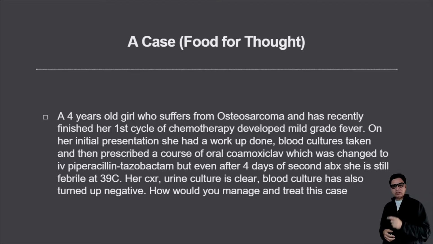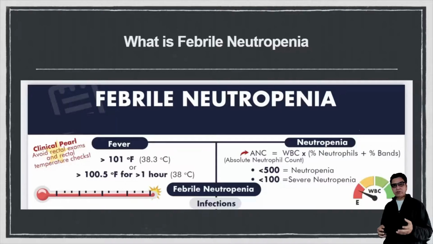We will come to this case later on, but for now, let's talk about the definition, the etiological considerations, management, and complications of febrile neutropenia. The very first question is about the definition of febrile neutropenia. Look at the word: febrile means fever, neutropenia means low white blood cells, and especially low neutrophils.